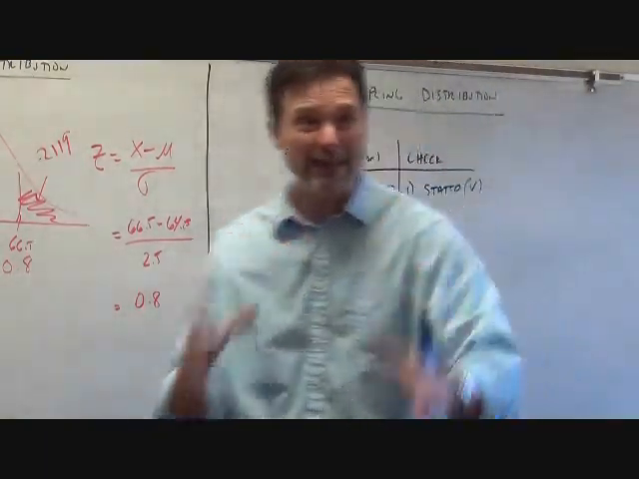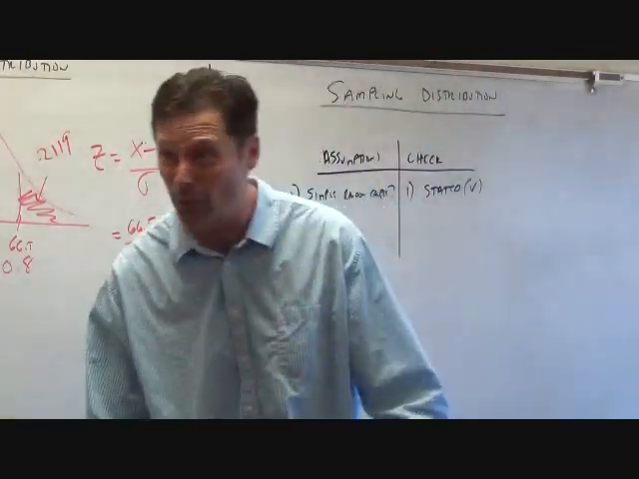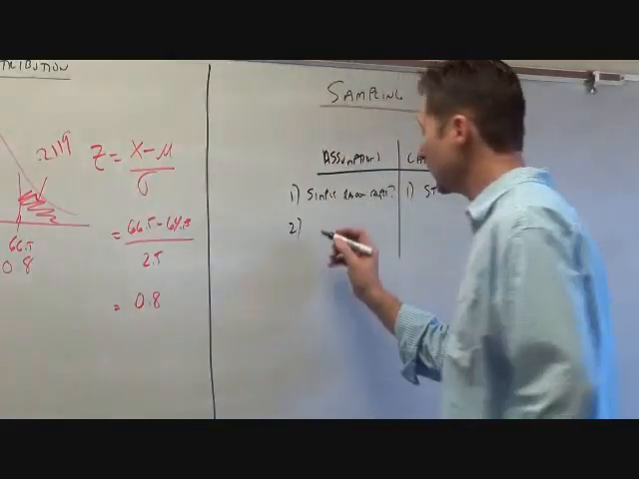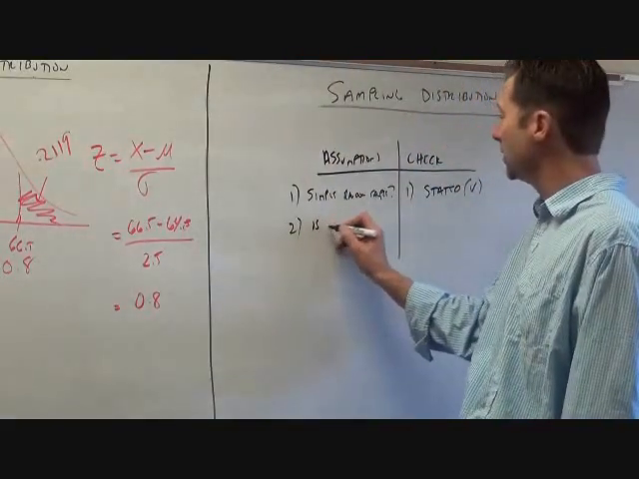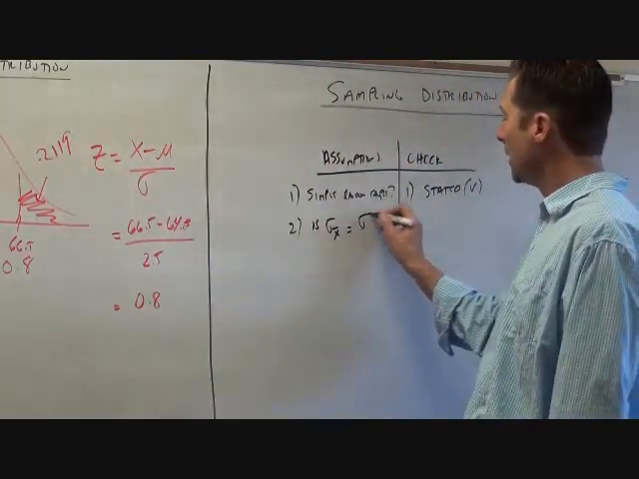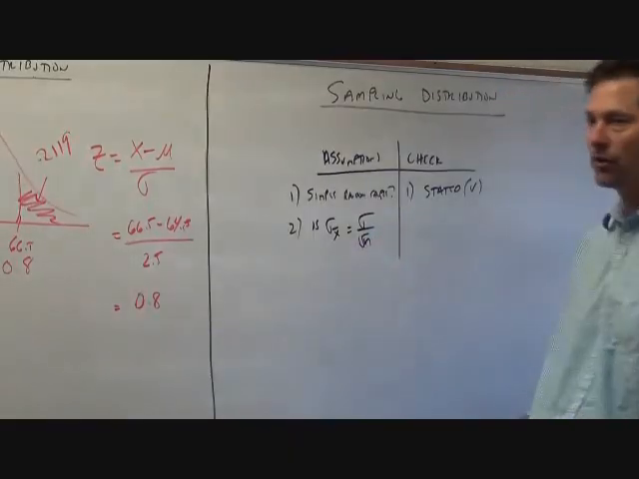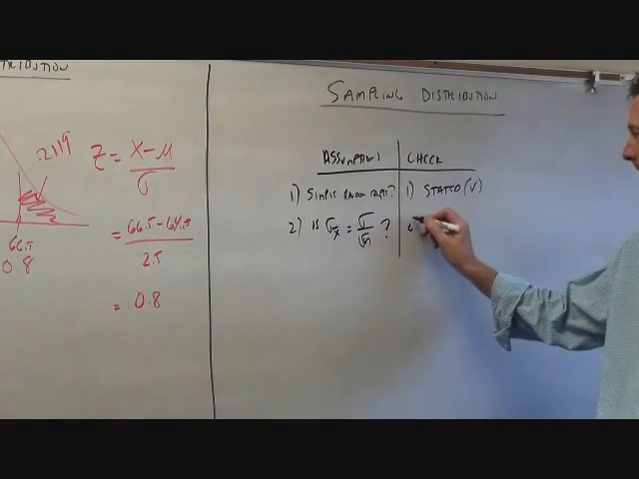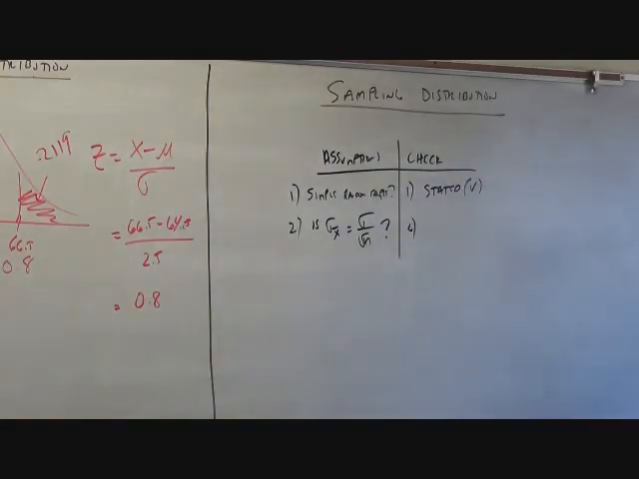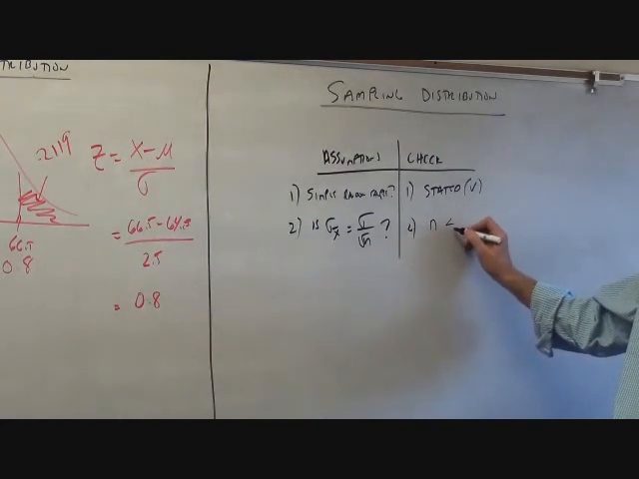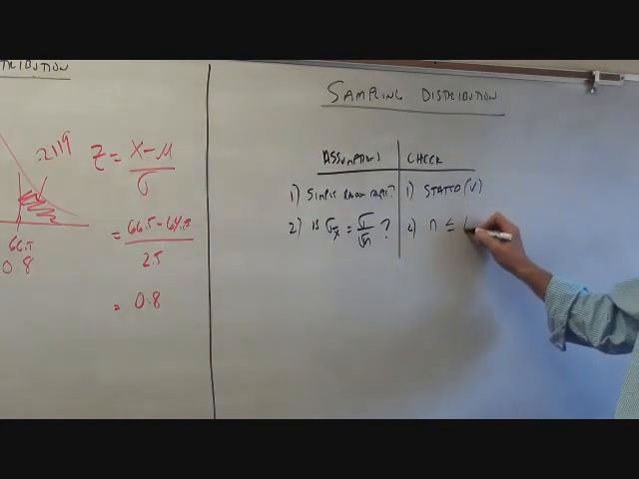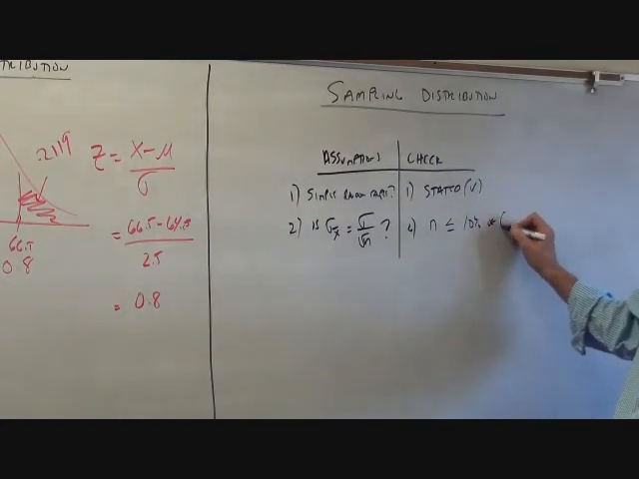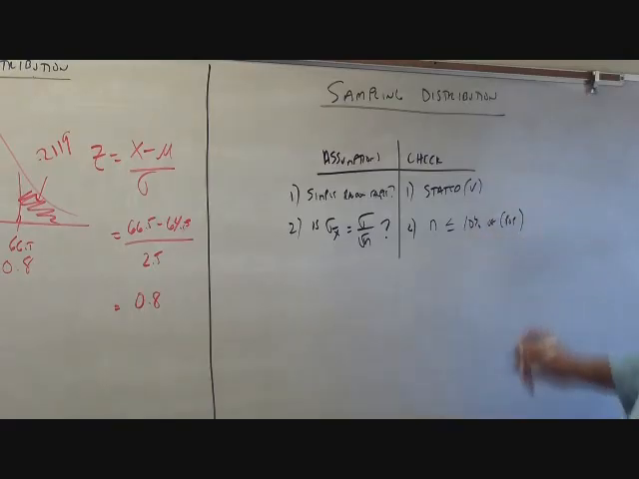All right, assumption number 2. I just gave you that new fancy formula. Can we use it? That's what we're asking here. So assumption number 2 is the standard deviation formula equal to the standard deviation of the population over the square root of n? Question. Number 2, well, it is if our sample size is less than or equal to 10% of the population size, capital N.